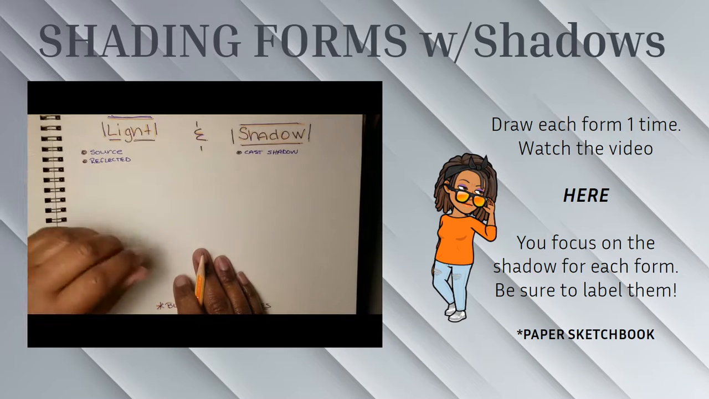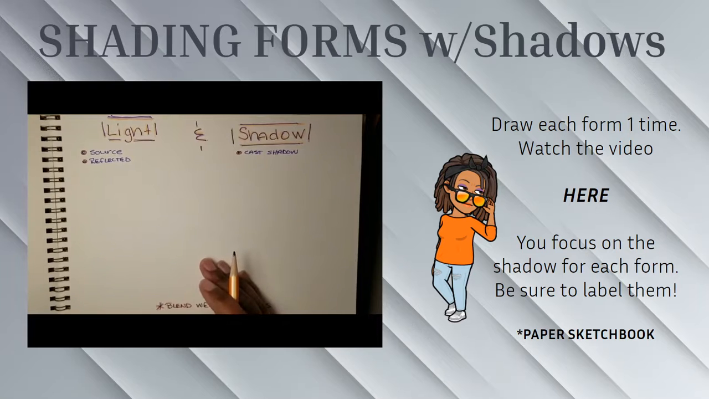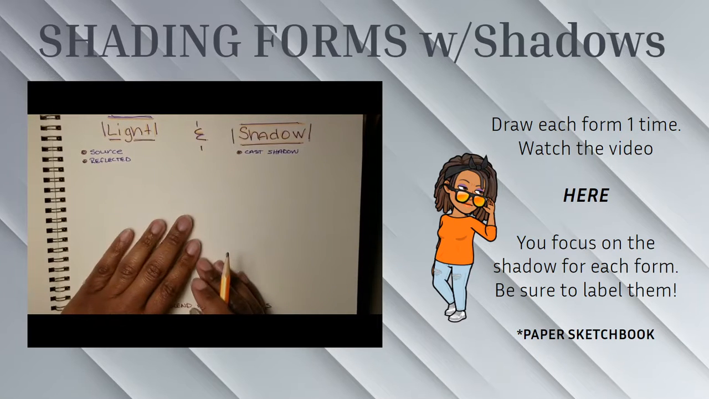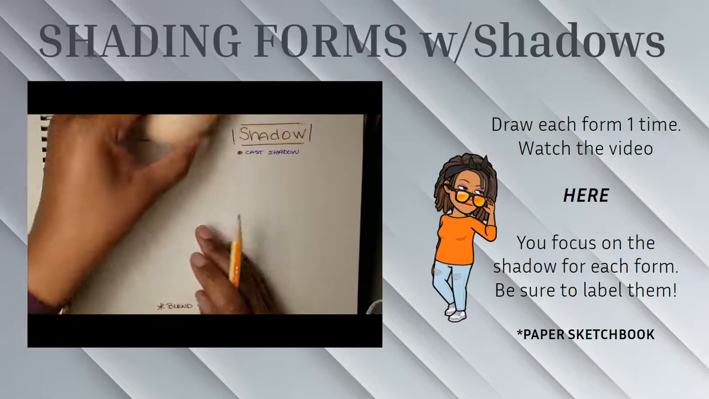We're going to talk about light and shadow. Okay, so with light, you need to consider the source where your light is coming from when you look at an object. I am going to use a small egg.